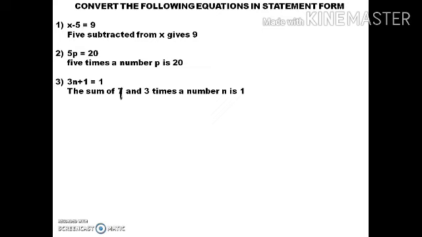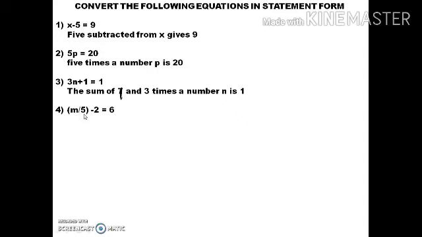Next question. How will you read this equation? m by 5 minus 2 equal to 6. How many operations are there here? You have 2 operations here. Which are they? The first one is division and the second one is subtraction.